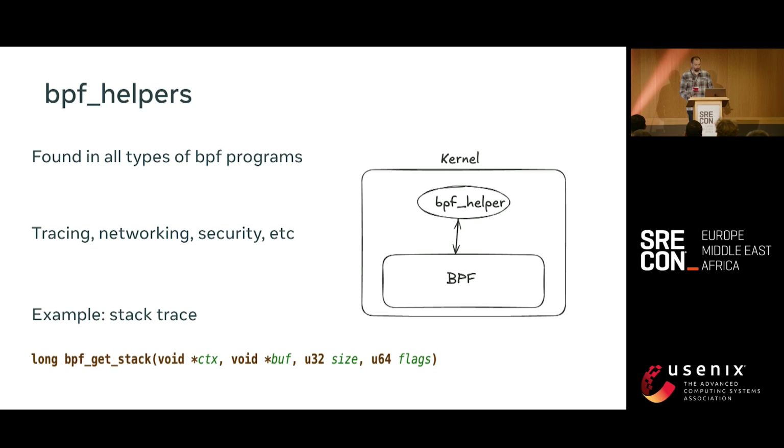So what are BPF helpers? They're basically found in every type of BPF program you've ever seen. They're used for tracing, networking, security, monitoring, and it's almost like a syscall interface into the kernel, but it's just a standard set of APIs that don't really change that can be called from within your BPF program. For example, if you've ever seen a stack that gets collected by a BPF program, it's called with the bpf_get_stack function.